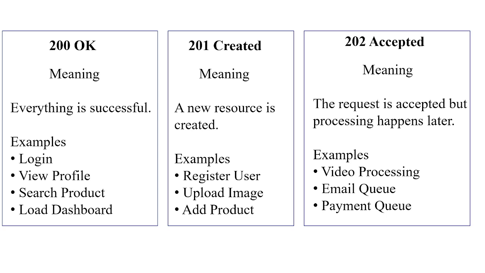For example, the next status code is 201, which means created. What does it mean? For example, if you register a new user, upload an image, or add a product, and the response is successful, then you get the status code 201 from the server.